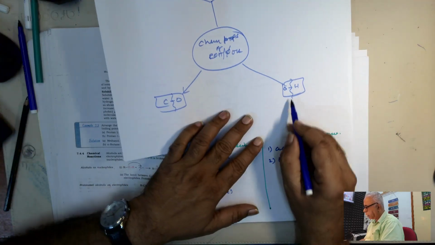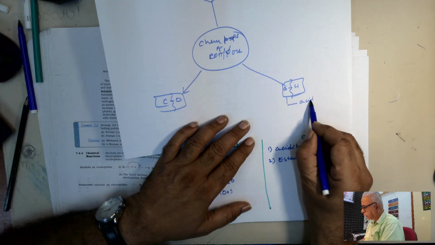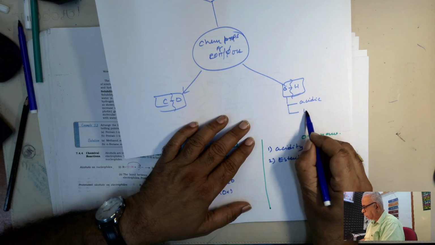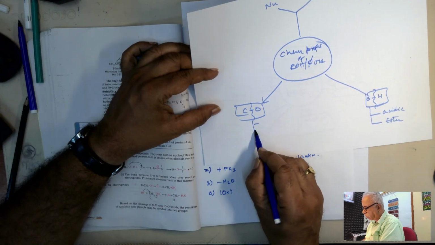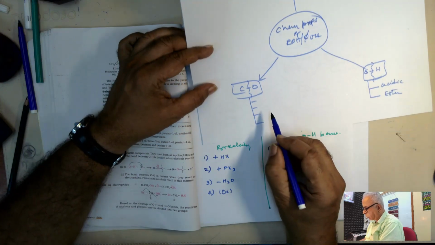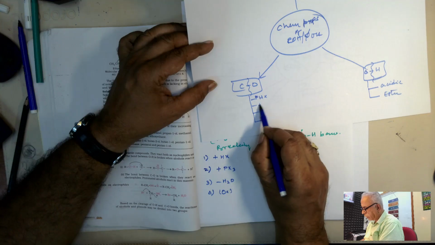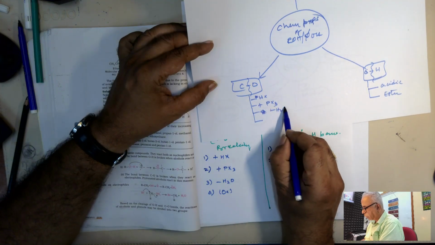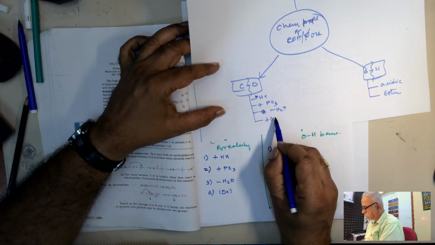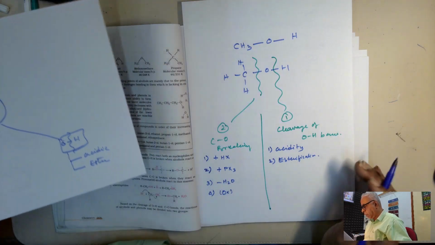And what about this? Here we talk about one, acidity, acidic nature, two, esterification. That's all. And here we have four important properties. What are those? Reaction with HX, reaction with PX3, reaction with removal of water, then oxidation. That's all. So this is the overall summary, and based on that, please go one by one.